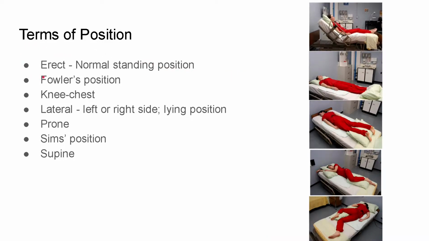Terms of position. Erect is just your normal standing position. Fowler's position, knee chest, lateral, prone, Sims, and supine. So this right here is Fowler's position. This is supine position. This is prone position. This is lateral position, and then this here would be Sims position. So you have a good visual of that.